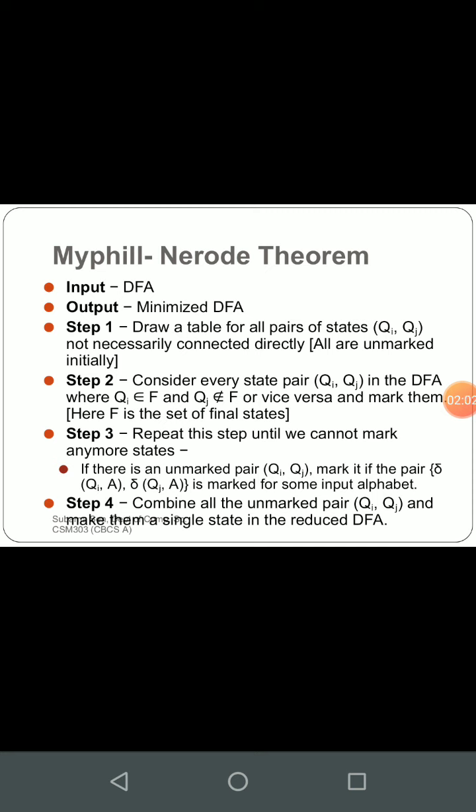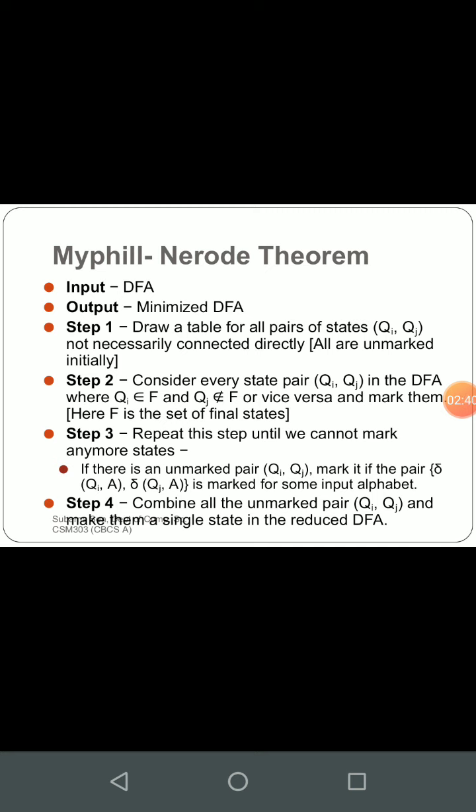Step 2 says consider every state pair Qi, Qj in the DFA where Qi belongs to F and Qj does not belong to F, or vice versa, and mark them. Means what we are doing here is marking those pairs of states where one of the states belongs to the final states and the other does not belong to the final states. So we are marking those pairs where one is a part of the final states and the other is not. Next, step 3 says repeat this step until we cannot mark any more states.